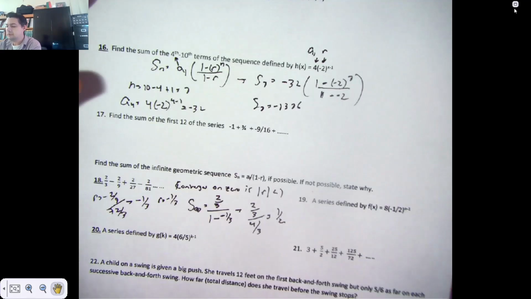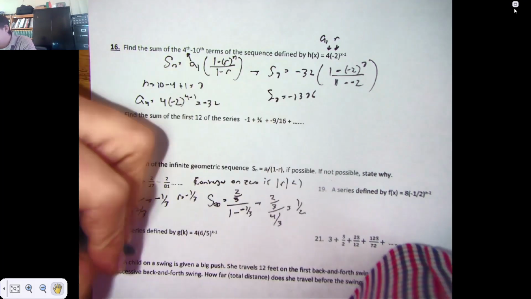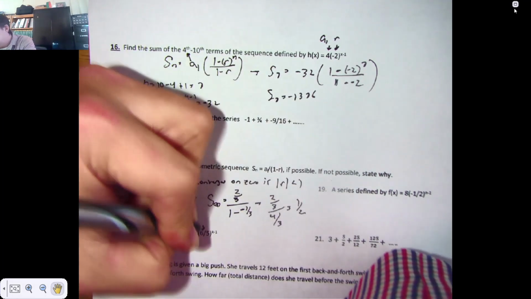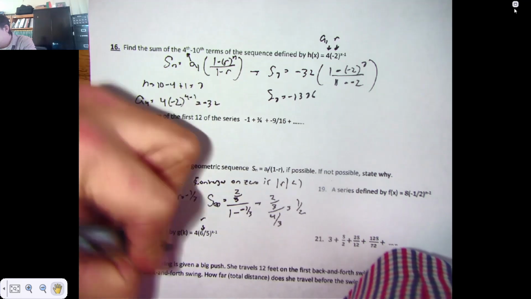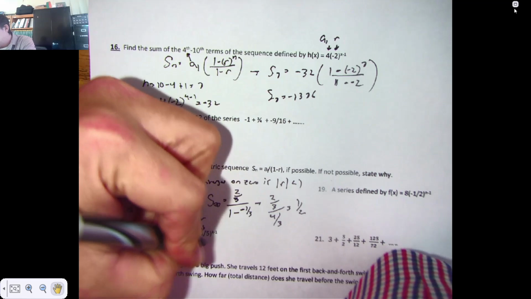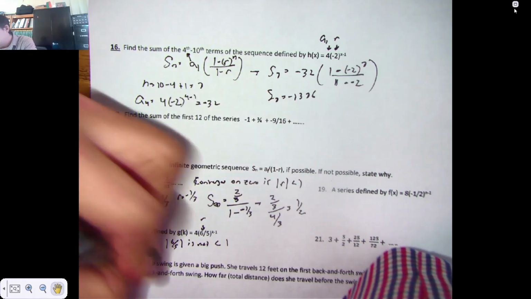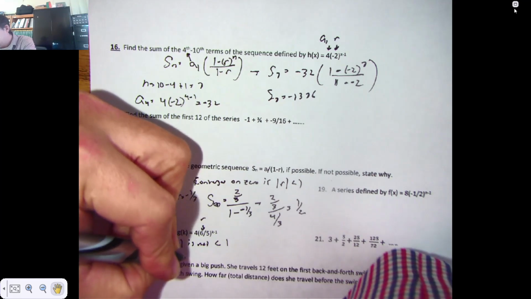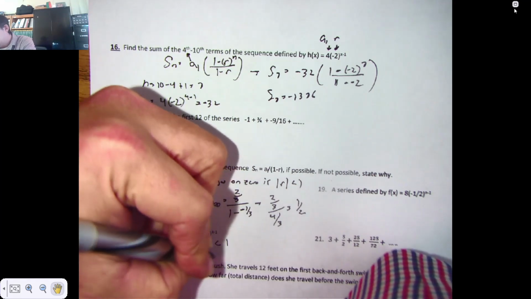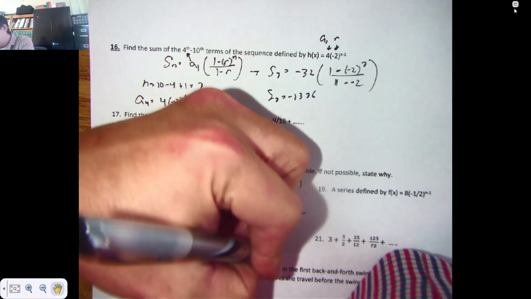And 20, the last one I'm going to do with you. Does this one converge? So r here, it's right there, is 6/5. And the absolute value of 6/5 is not less than 1. The series diverges from 0, has no infinite sum.